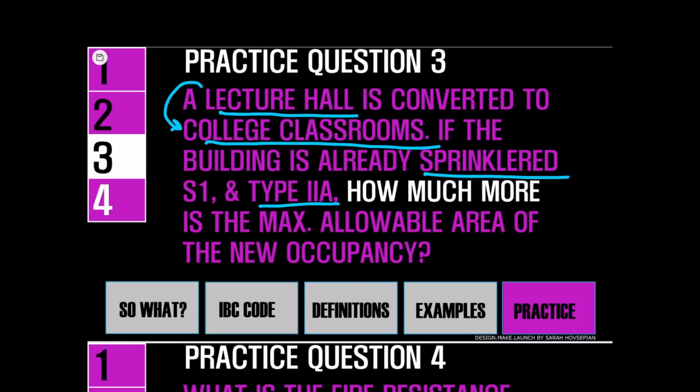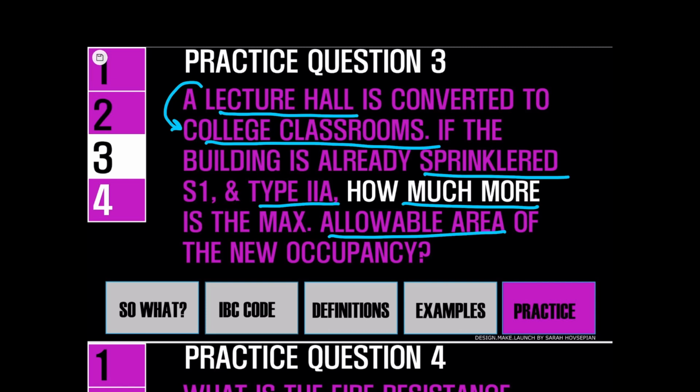Sounds like this building already exists, but the client potentially wants to add on some more in addition to this building, so they want to know how much more they can make that allowable area. And the key thing to note here, which is why it's bolded in white within this question, is how much more. So how much larger can the allowable area be for this new occupancy? The first thing that I would do is find what is the occupancy of a lecture hall, and then what is the occupancy of a college classroom.